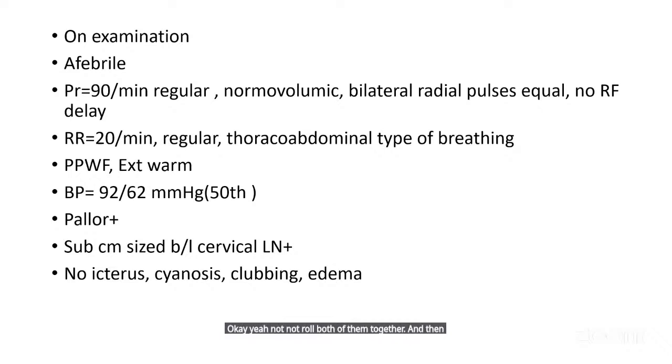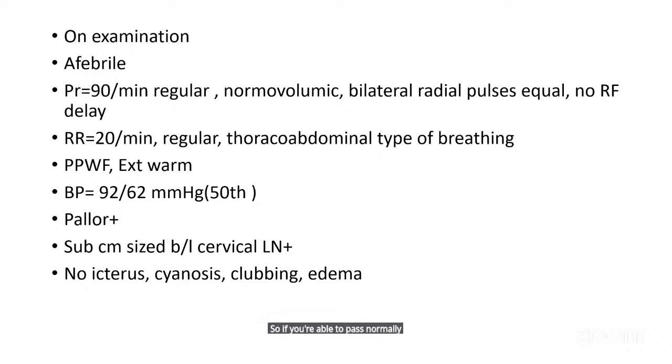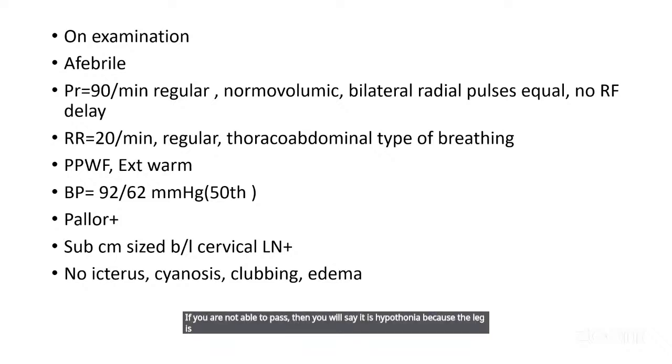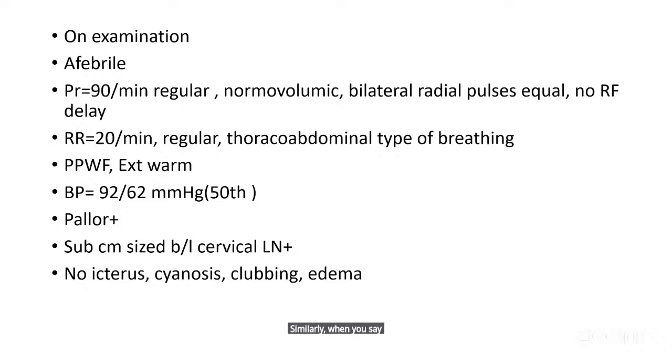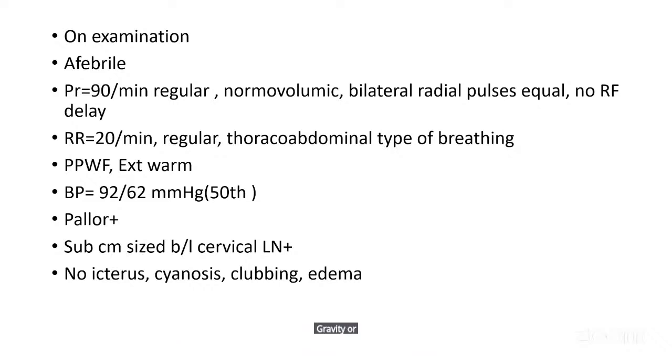And then in active tone examination, also, no, sorry, one minute. While checking passive tone, the easier thing is to see whether you can pass your hand under the popliteal fossa. If you are able to pass normally, that means a normal tone. If you are not able to pass, then you will say it is hypotonia because the leg is lying flat against the surface. And if it is hypertonia, there will be a little extra gap underneath. Similarly, when you look at the posture, if the toe is pointing straight, then it's normal. With hypotonia, you might get plantar flexion. Correct. So that will depend on the tone. Hypertonia can also give you plantar flexion, depending upon whether it is gravity or anti-gravity, which muscles are stronger.